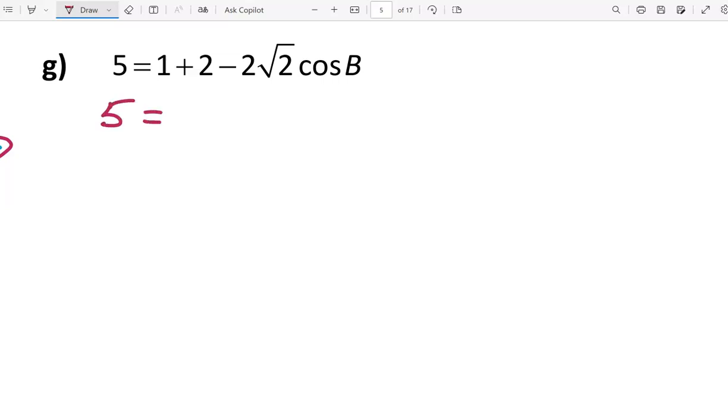Let's do a little bit of the arithmetic here. 1 plus 2 is 3. And remember, we cannot simplify what we have here. We need to make sure that we know that negative 2 times the square root of 2 is the coefficient of cosine b. So in order to uncover cosine b, or solve for cosine b, we need to subtract 5 first.